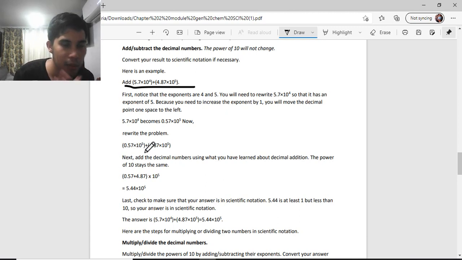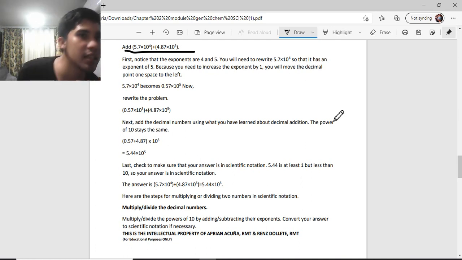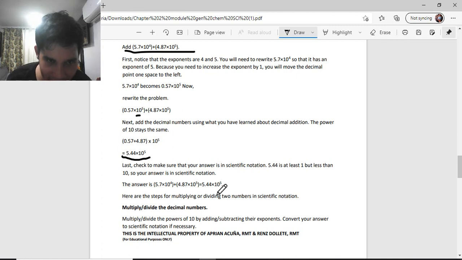It is very clear from what I said earlier: when adding or subtracting, your power of 10 or the exponent must be the same. Next, add the decimal numbers using what you have learned in decimal addition, very basic from elementary. And the power of 10 stays the same. Therefore, the exponent is now 10 raised to 5. Now, 0.57 plus 4.87 is 5.44. That's all. Simple, you just add.